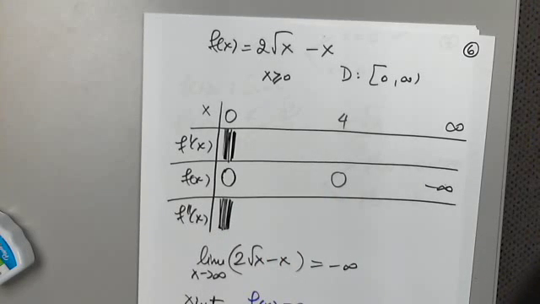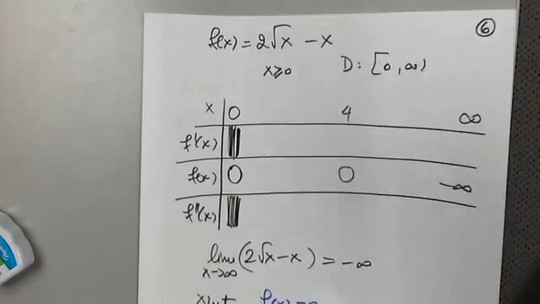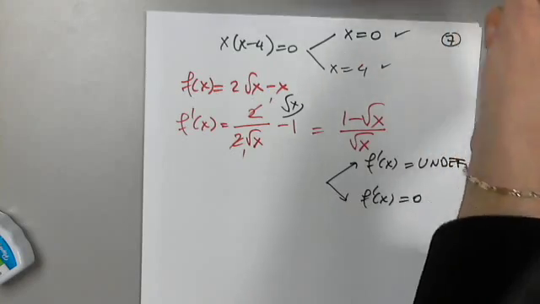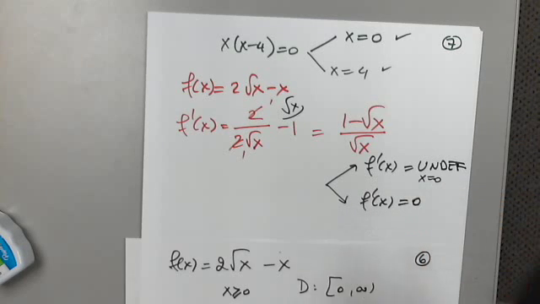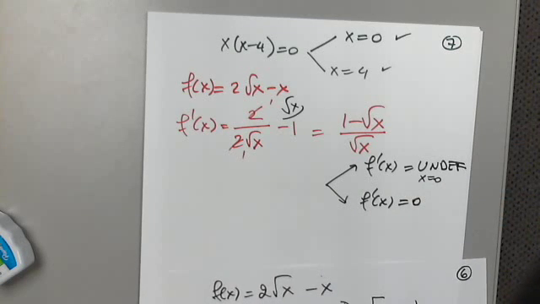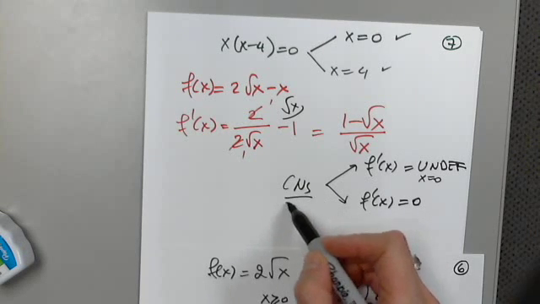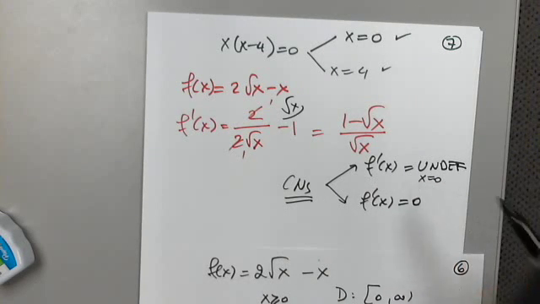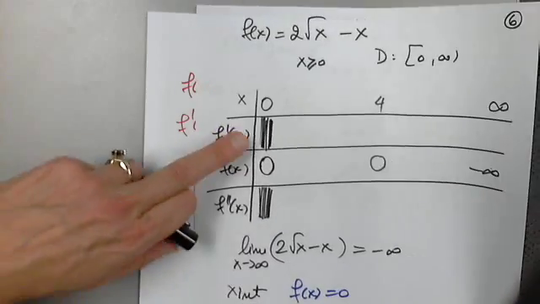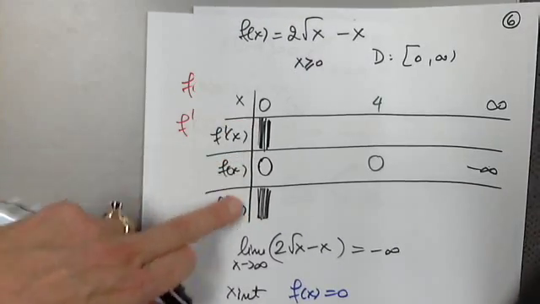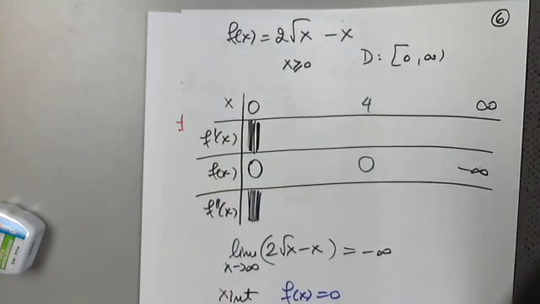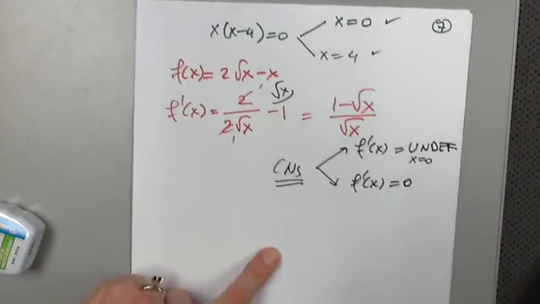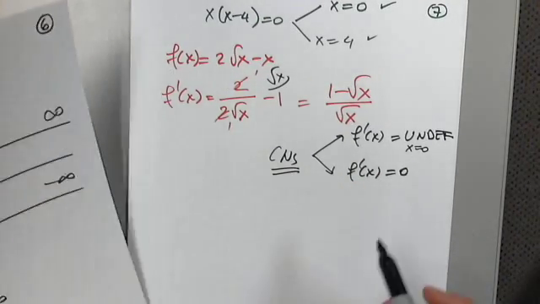If the first derivative is undefined at 0, so will any other derivative be undefined at 0. Critical numbers can come from two options. Either from f prime being undefined where the function is defined, and we did find one. It's at 0. The function is defined, but the derivatives are not. I'm not interested in the second derivative right now, but the first derivative is not. And also we have a critical number coming from f prime being 0.